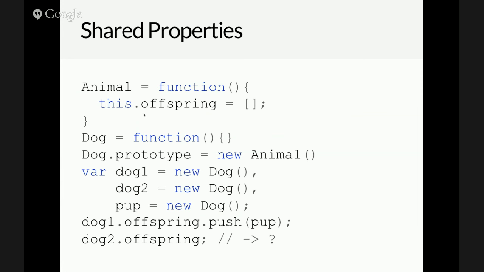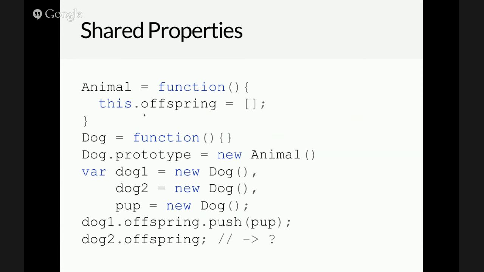Joe, what do you think dog2.offspring will return? Dog2.offspring is going to return a blank array. That's what you might think. Dog1 and dog2 and pup are 3 new instances of dogs. Dog1 has some offspring, but dog2, I would expect that to be just an empty array if we're thinking about how dogs propagate. But in this case, it's actually going to be pup, which might be a little weird.